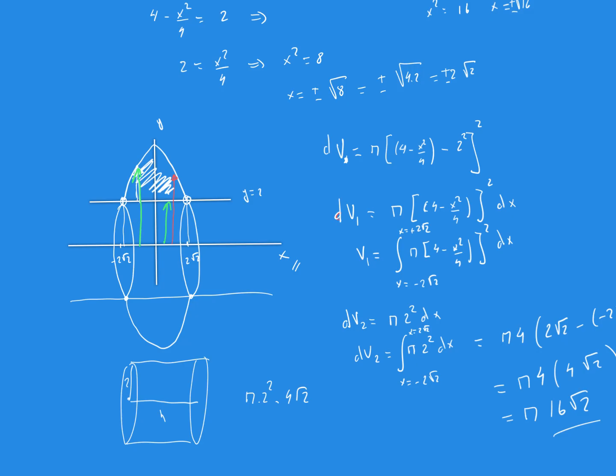So what is the volume? This is the small volume, and the total volume is the integral of this from x equal minus 2 square root of 2 to x equal plus 2 square root of 2. It is the subtraction, the volume V1 minus the volume V2. Okay? And the problem is done.